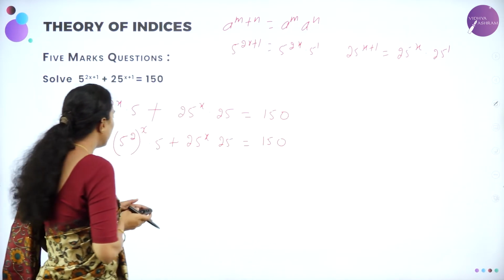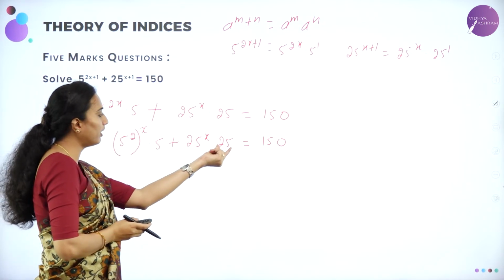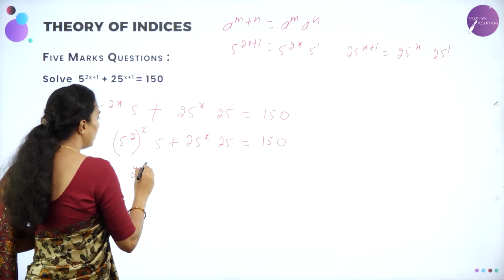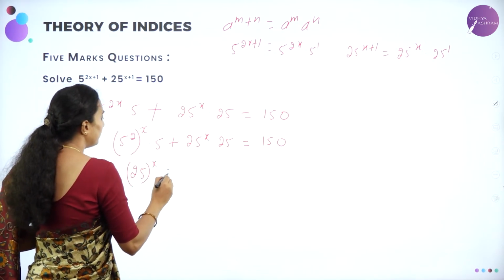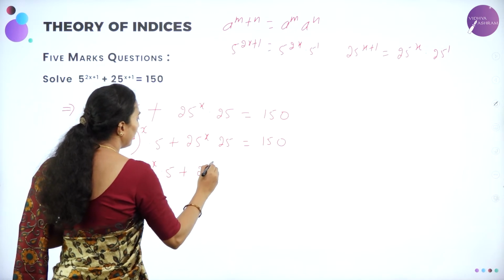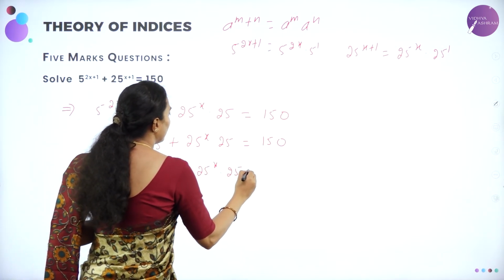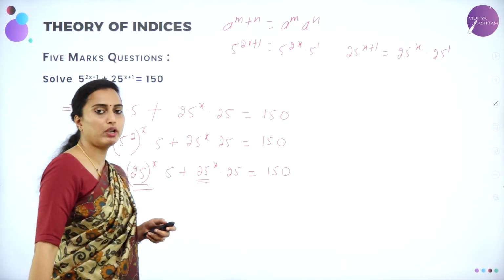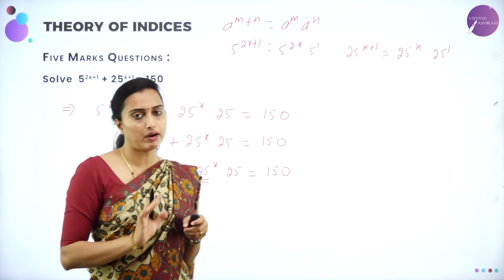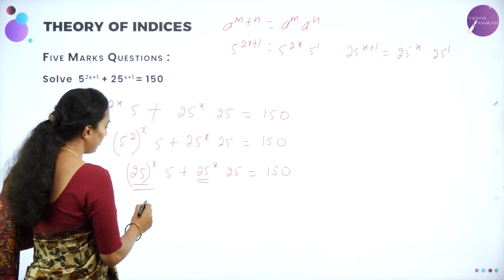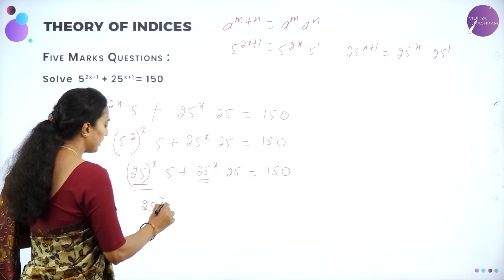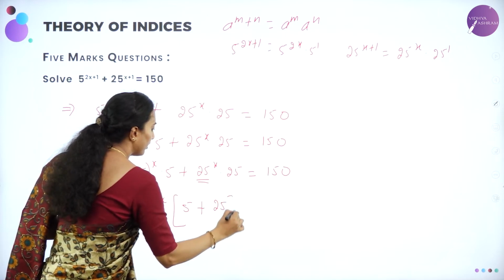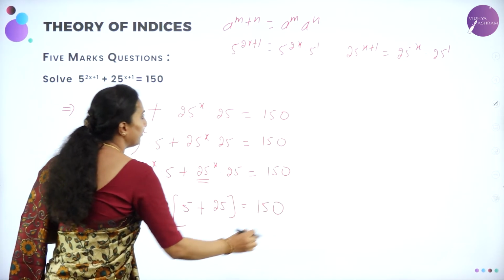Why am I writing like that? 5 squared is 25, here also 25, so I can take a common factor. So what will it become? 25 power x into 5 plus 25 power x into 25 will be equal to 150. What can I take common? 25 power x, not 25, 25 power x, okay? So by taking it common, 25 power x is common, remaining is 5 plus 25 will be equal to 150.